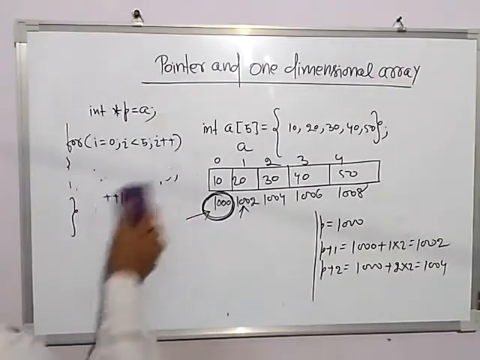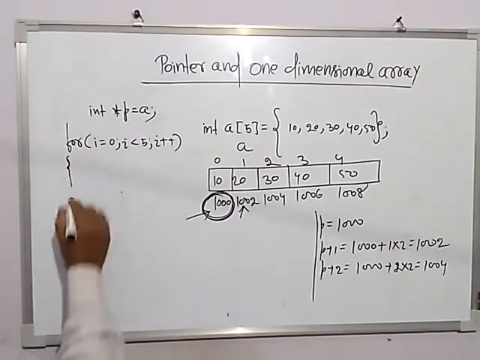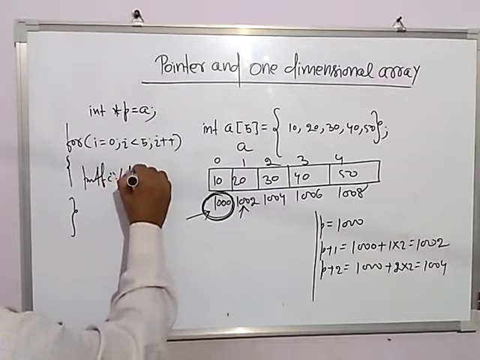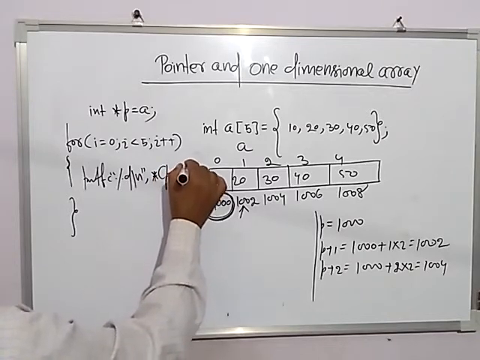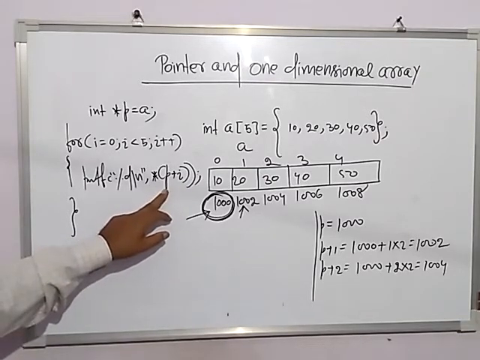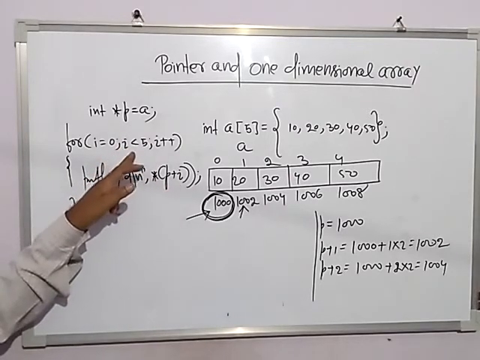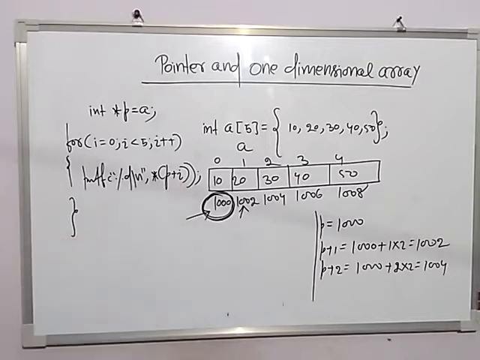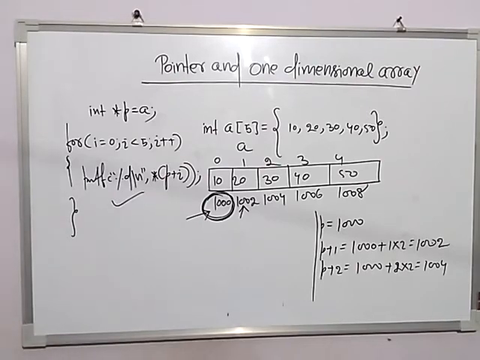For i equal to 0, i less than 5, i++, then you can write printf("%d\n", *(p + i)). So when i equal to 0, that is p + 0 equal to p, meaning 1000. If i equal to 1, p + 1 means 1002. When i equal to 2, that is p + 2 into 2, 1004, like this. So in this way you can access the elements of the one-dimensional array.